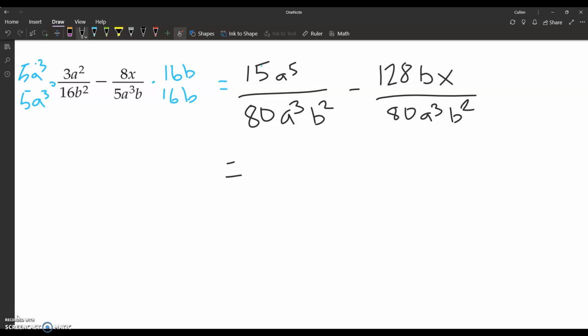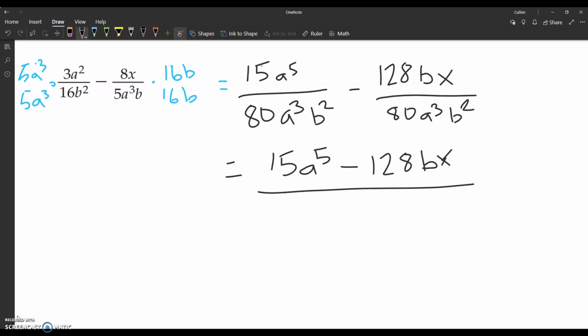Now what we're going to do is subtract the two terms that are on top. So that's going to be the only small difference when you're subtracting. You'll have 15a to the fifth, and then minus 128 bx. And then over, so this will be over 80 a to the third b squared.